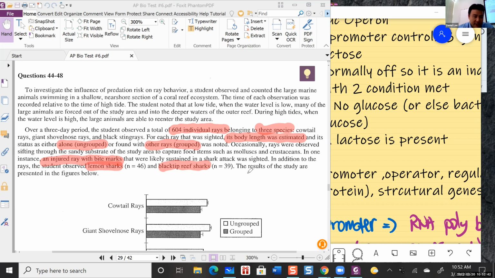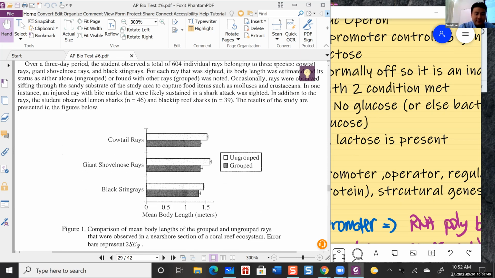All right. So the results of the study are shown. So let's see what the result is. So we're given all this background information to think about, and let's see if figure 1 makes sense. Yeah. Okay. So figure 1 says on the bottom, comparison of the body length of the grouped and ungrouped rays at 2 standard error of the mean. Okay. So I'm looking at ungrouped are longer. That makes sense to me because if you're ungrouped, you're alone, you're bigger. You're not as afraid. But if you're small rays, you better be grouped together because the sharks are around.